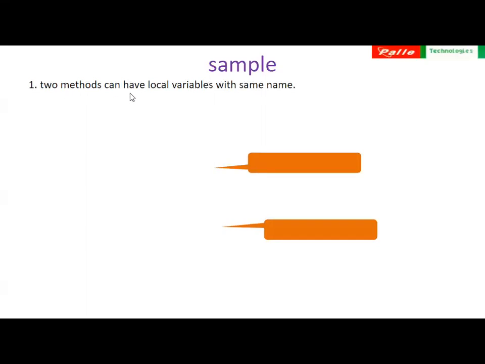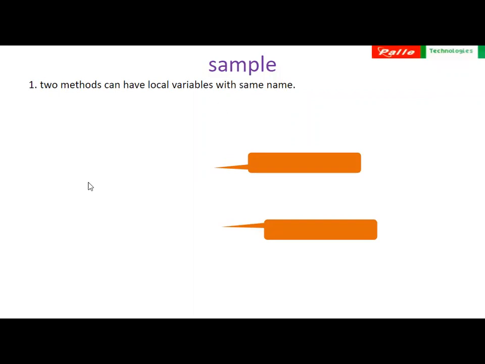Two methods can have local variables with the same name. Is it possible? Why? Because both the methods are independent, correct? Both the methods are independent, and if one method has a local variable, that is only accessible inside that particular method. So that will not have an impact on the other method, correct?